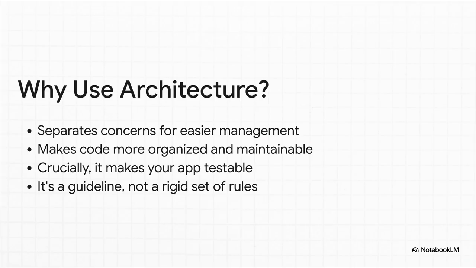Here's the deal. A good architecture forces you to separate your code into logical layers. Your UI stuff lives over here, your business logic, the brains of the operation, lives over there, and your data sources, like your database or network calls, live somewhere else entirely. This separation makes it so much easier to find things, to change one part of the app without accidentally breaking another, and this is the big one, it makes your code testable. And just remember, this is a guideline, not a strict set of rules you can never break. It's there to help you, not to lock you in.